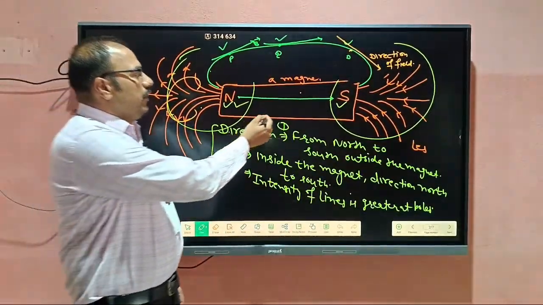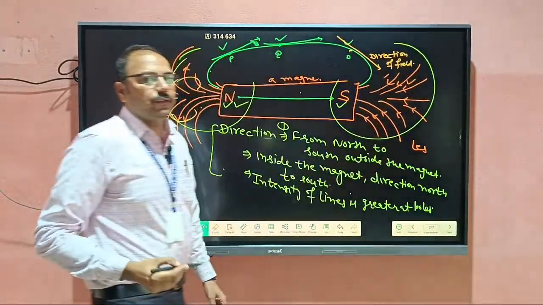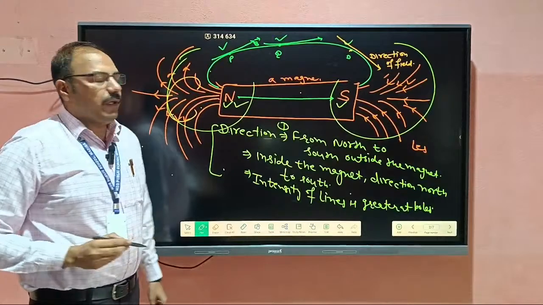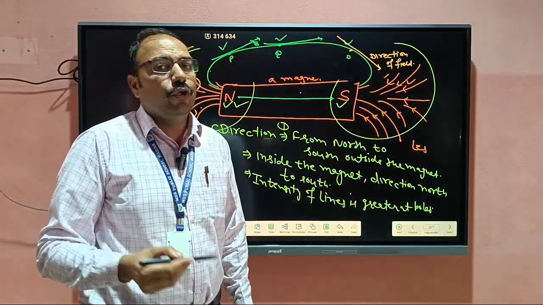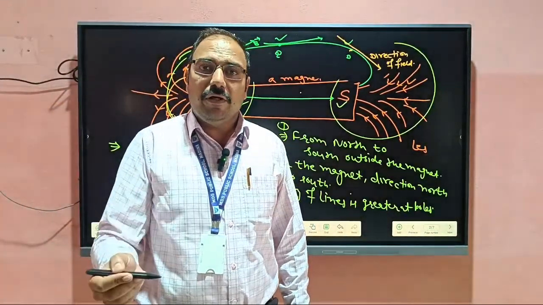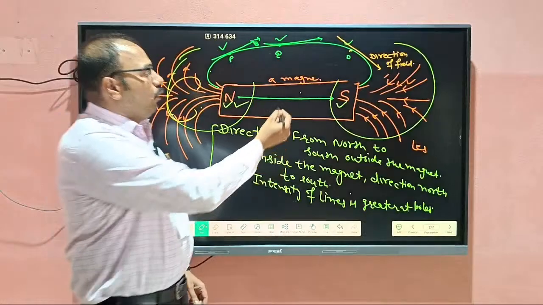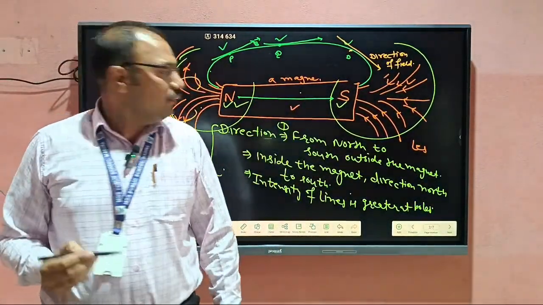So here this is a magnet and these are the magnetic field lines. These patterns are made by the magnet. Another important concept is the solenoid. A solenoid also produces a magnetic field. The magnetic fields produced by the magnet and the solenoid have the same pattern.